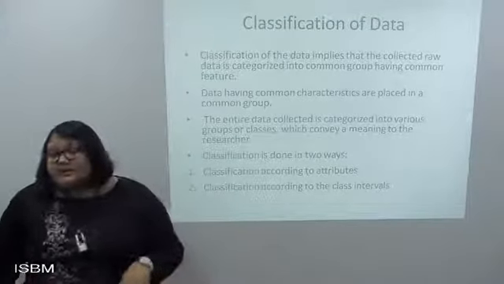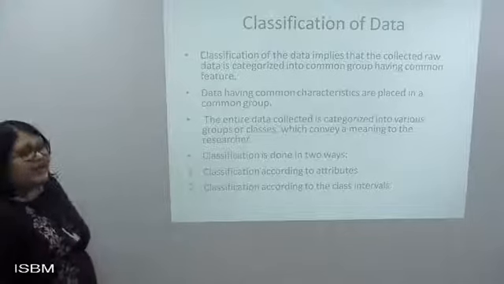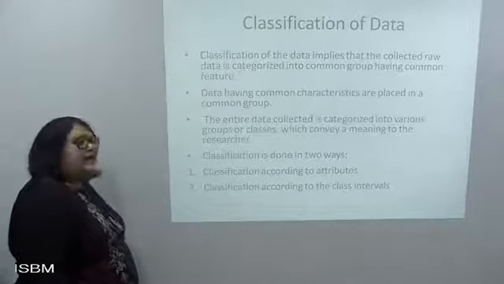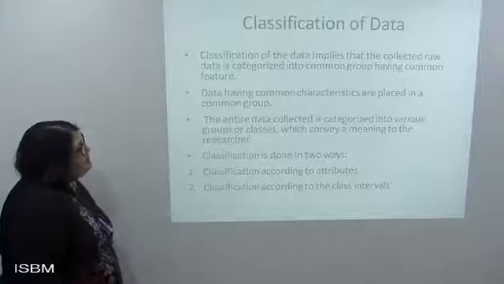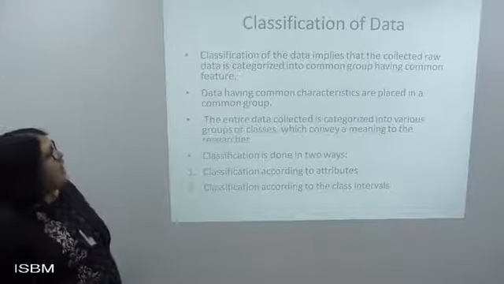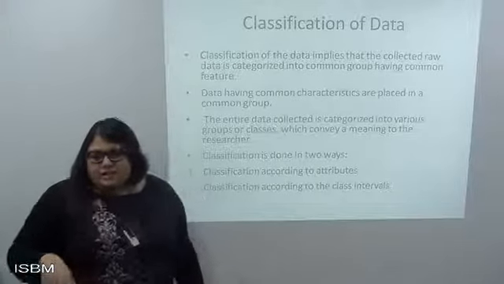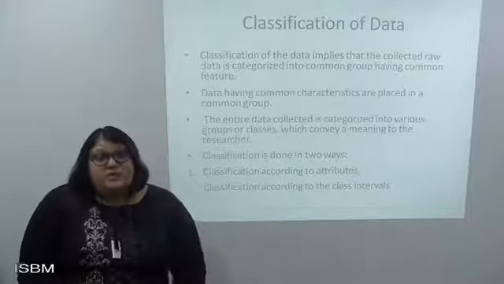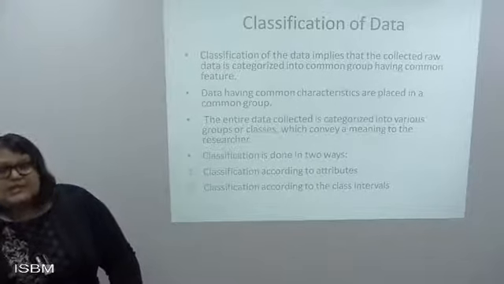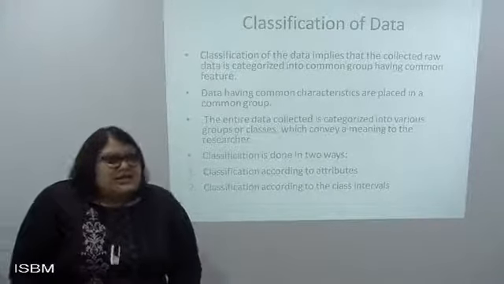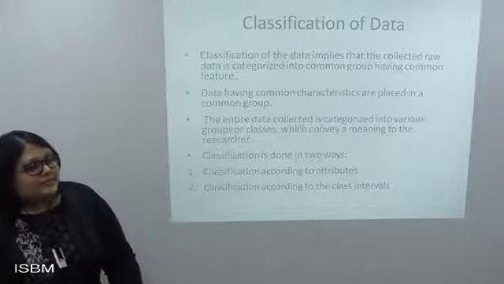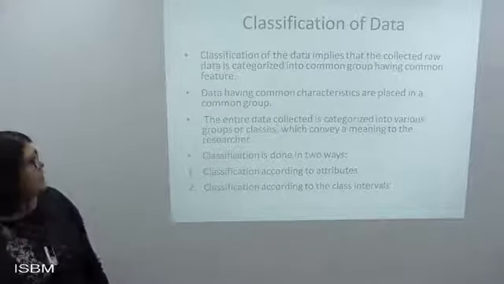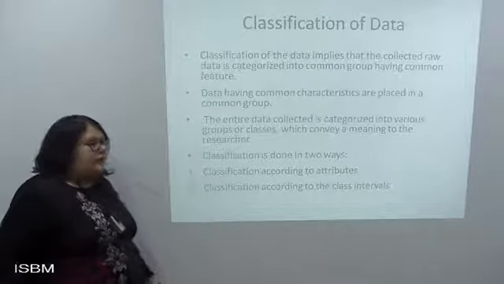Now, how will you classify the data? Classification of data is also a crucial aspect. Classification of data implies that the collected raw data is categorized into common groups having common features. For example, you collect the data that a 29-year-old male who has just come from the war zone is suffering from symptoms of anxiety. He is going into panic. He is unable to sleep at night. He is behaving in an awkward manner. He is probably being an introvert and so on. So these are all the raw data you have collected.